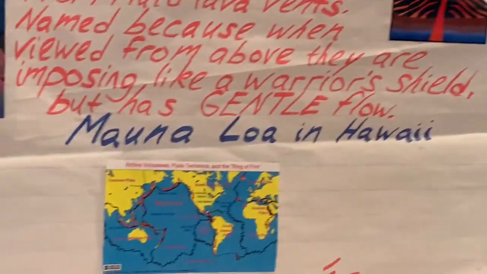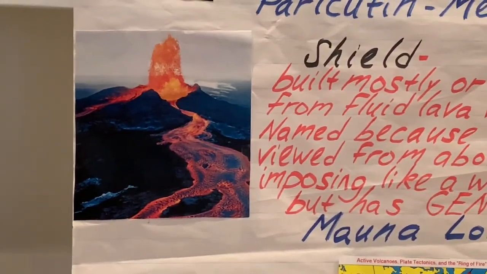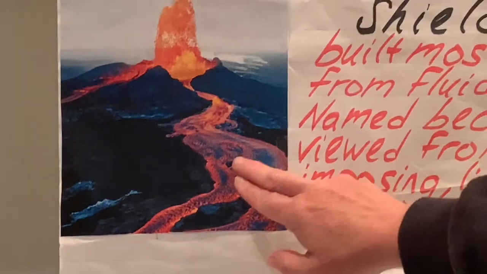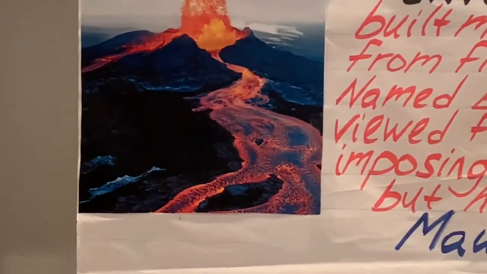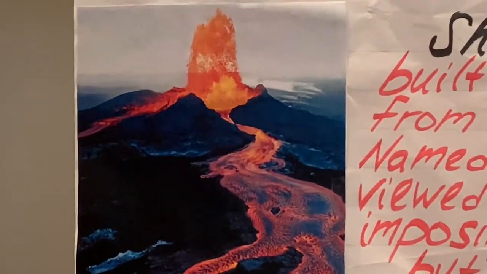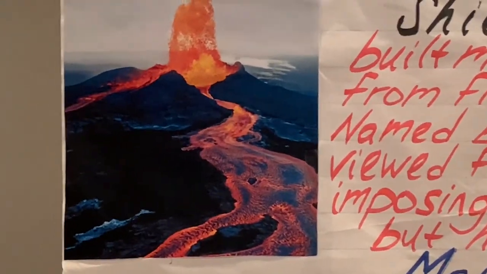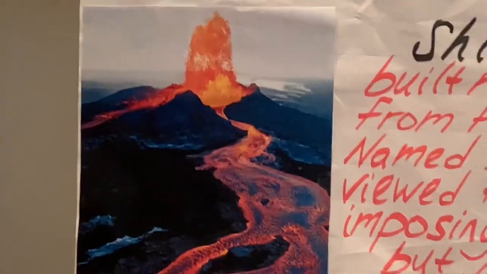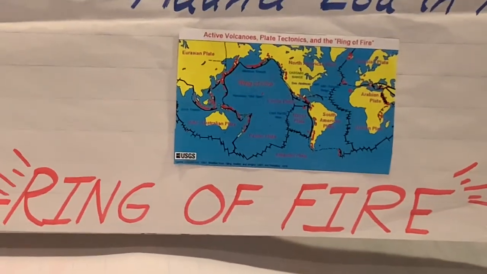Now, even though it looks like a shield of a warrior and fierce, these are normally gentle flowing volcanoes. And you can see here the lava flowing out, but not moving super fast. The most famous of this is, they're all over Hawaii actually, and Mauna Loa is one of the more famous ones. And some of you might have been to a volcano and might have actually seen lava flow, which is really cool.